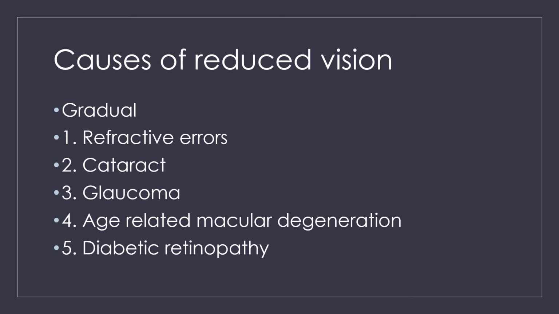So the causes of gradual reduction of vision are: number 1, refractive errors; 2, cataract; number 3, primary open angle glaucoma; 4, dry age-related macular degeneration; 5, diabetic retinopathy. Although there are many more causes, but these are most important and common.